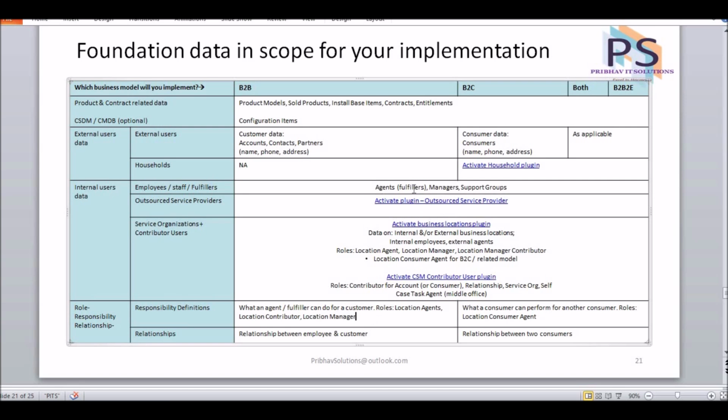There might be agent fulfiller groups. Roles can also be assigned to the fulfiller groups.